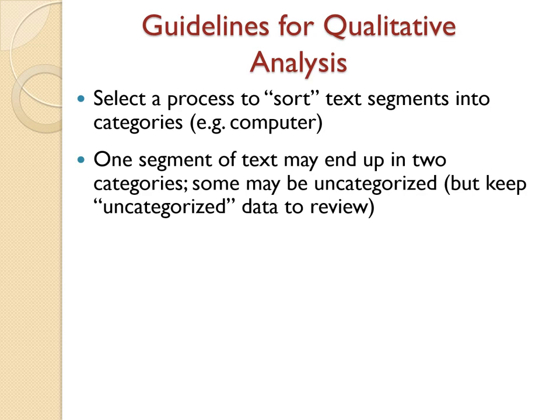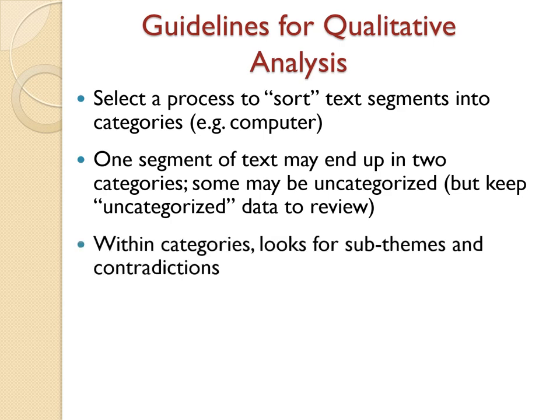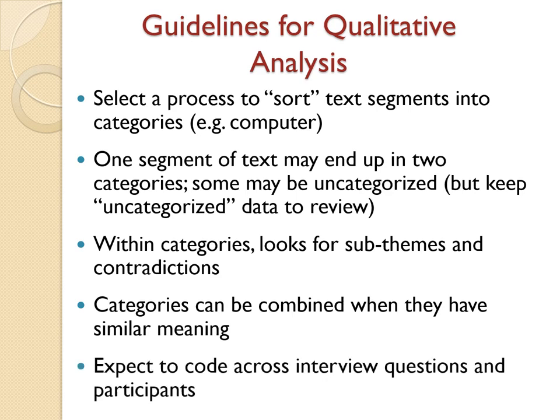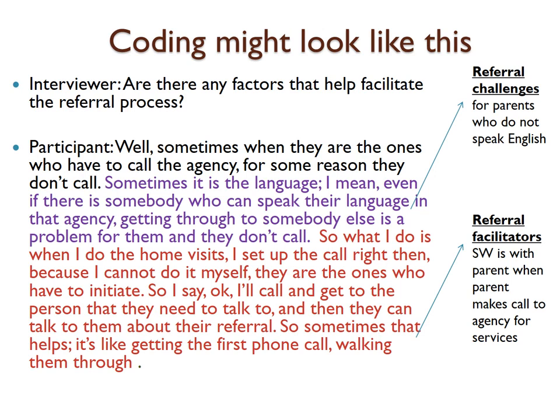Second, as you are coding data, one segment of text may end up in two categories, and some text may not be categorized at all. A related guideline is to look for sub-themes within the categories and also to identify any contradictions within the themes you are creating. Also, through the process of coding, categories can be combined when they have similar meaning. And last, expect to code across interview questions and participants.